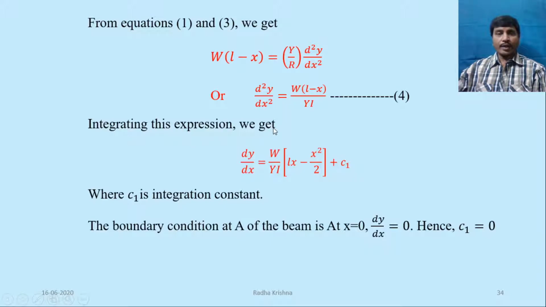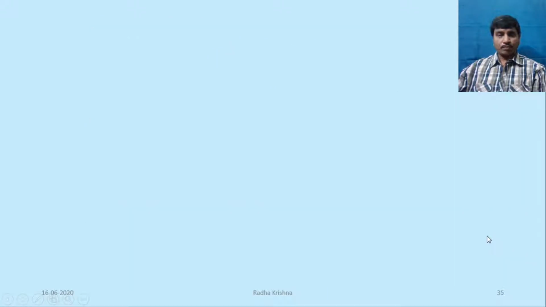Integrating this expression, we get dy by dx is equal to W by YI into (Lx minus x square by 2) plus C1, where C1 is the integration constant. The integration constant C1 can be determined by applying boundary conditions. The boundary condition at A of the beam is at x is equal to 0, dy by dx is equal to 0. Then C1 is equal to 0. Therefore, dy by dx is equal to W by YI into (Lx minus x square by 2). That is equation 5.